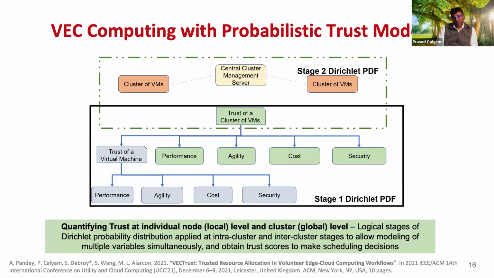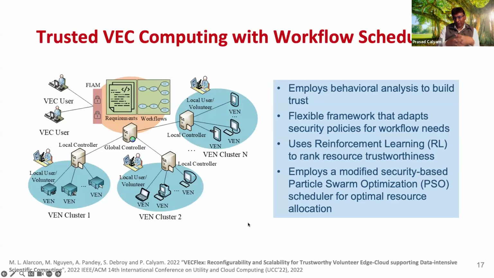So we looked at how we can take these PAX factors. It gives us a number of variables that we need to model to quantify the trust, and we're using a Dirichlet probability distribution function. The higher the probability density, the higher the trust. We can do it within a cluster level, and also across clusters, so at a node level and also at a cluster level. So we're able to compute this trust. And then once you have the trust, you can do the scheduling.